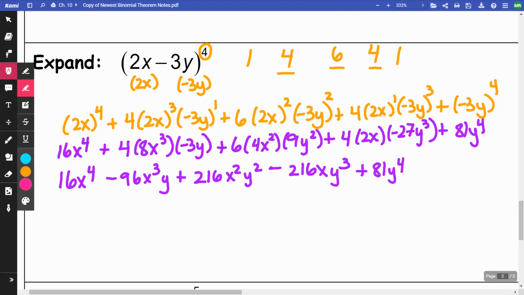And just to color code, just to make sure everyone understands what's coming from what, this gave me this. This whole thing here gave me this.